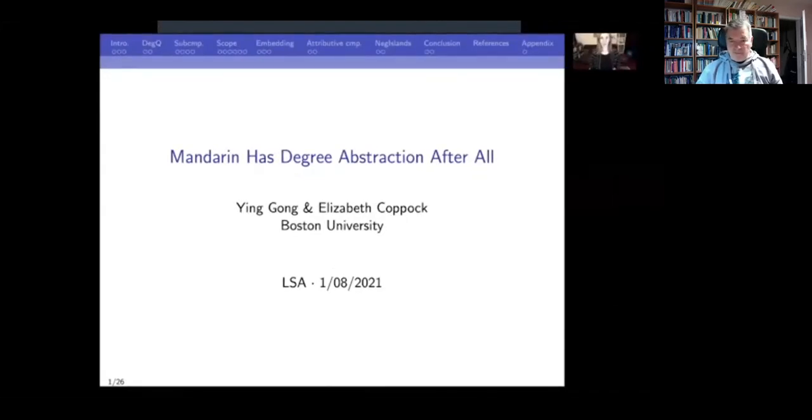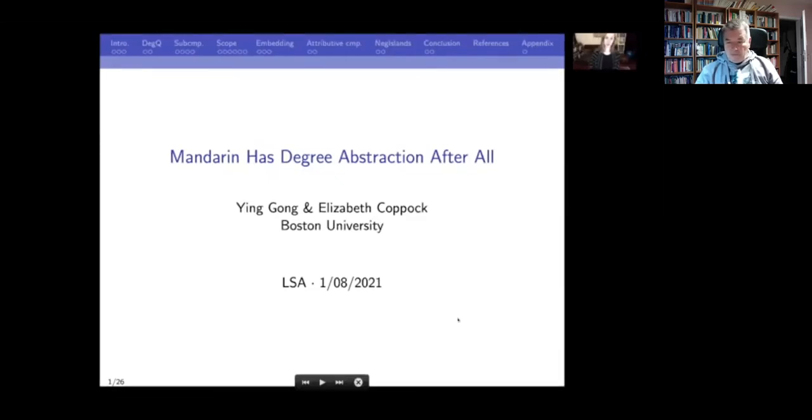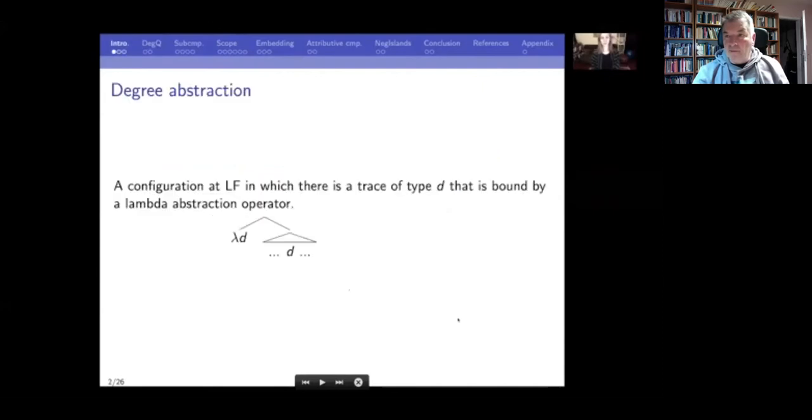Hello, my name is Elizabeth Kopuk. Ying Gong will be taking over in the second half of this talk, and we'll be arguing that Mandarin does have degree abstraction despite claims to the contrary. By degree abstraction, we mean a configuration at LF in which there is a trace of type D for degree that is bound by a lambda abstraction operator as shown here.